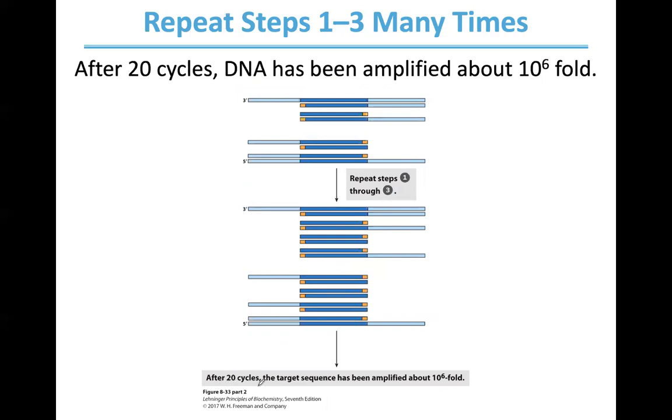So after 20 cycles, the target sequence has been amplified about 1,000,000-fold, right? And this can be done within hours in a thermocycler, in this apparatus which performs PCR reactions. So this is all automated. A person no longer does this in the lab. It's just done by specific equipment that you can buy.